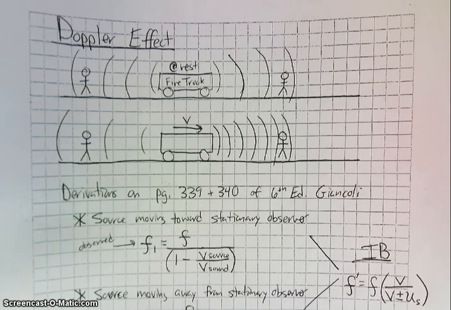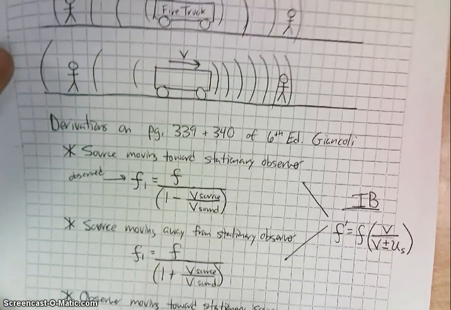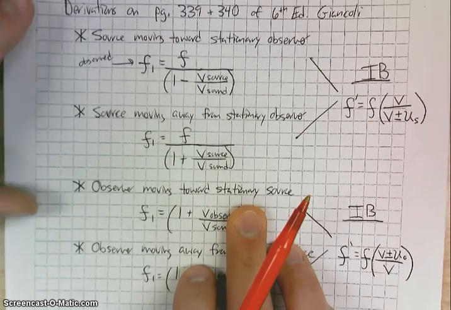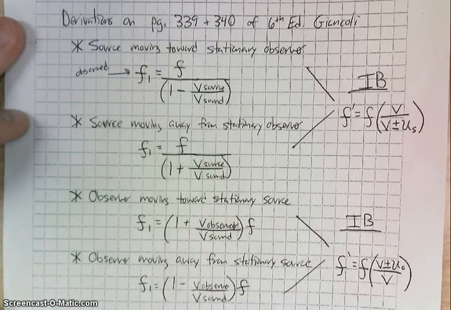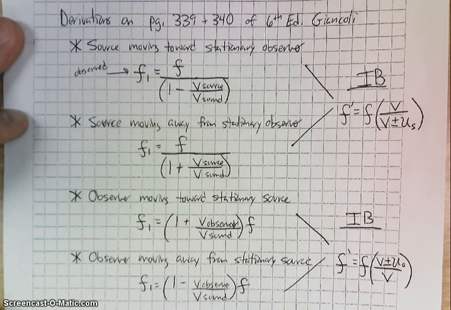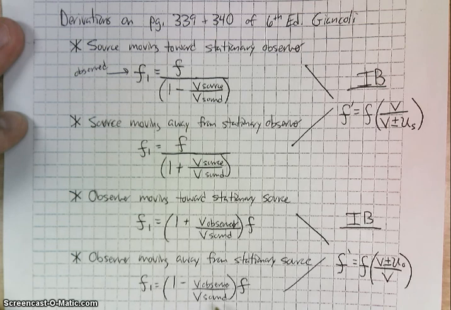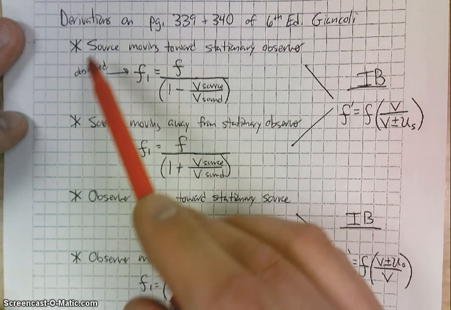Okay, now there are some derivations of these equations in your Giancoli book. There's also some stuff in the IB book. I'm not going to go through all the derivations, but you should make yourself aware of the following equations. For those who are in AP, you should make yourself aware of these. These are the ones that tend to show up for AP.